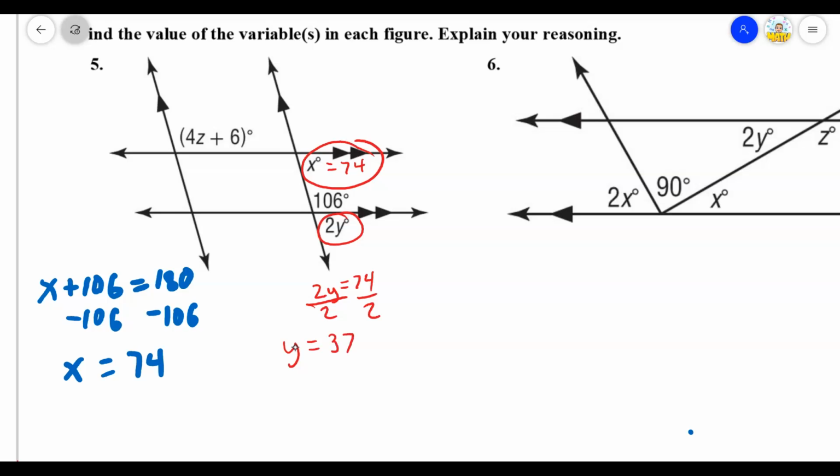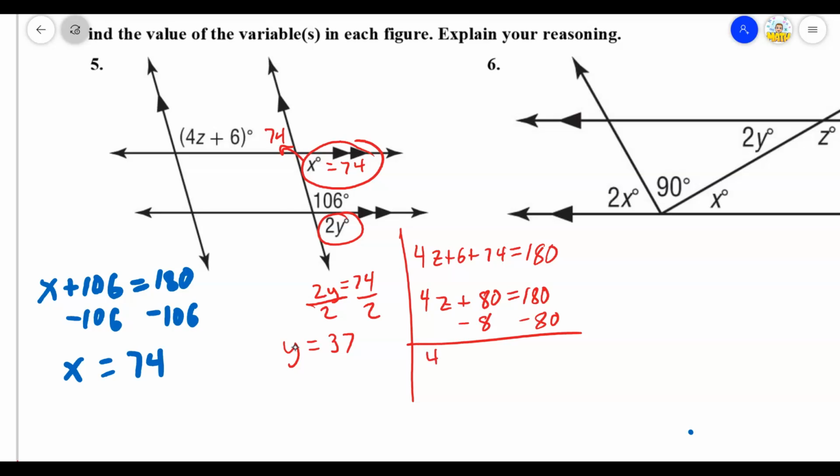And now I'm going to continue with that. Take this 74 and throw it up here. Those are vertical angles. So again, if we want to get z now, we take 4z plus 6 plus that 74. That ought to equal 180. So this is 4z plus 80 equals 180. And then we would subtract 80 from both sides. So we have 4z equals 100, and then divide by 4. So z is 25 in that case.